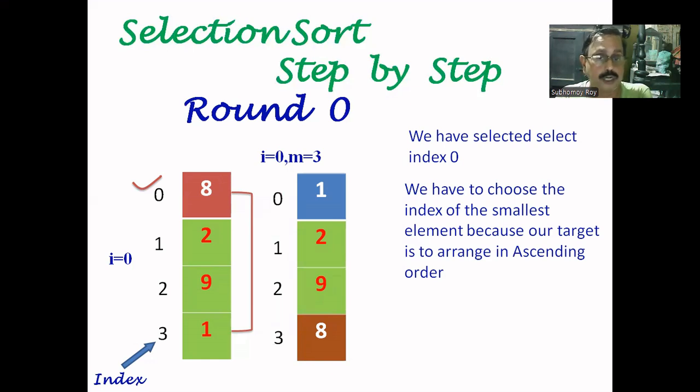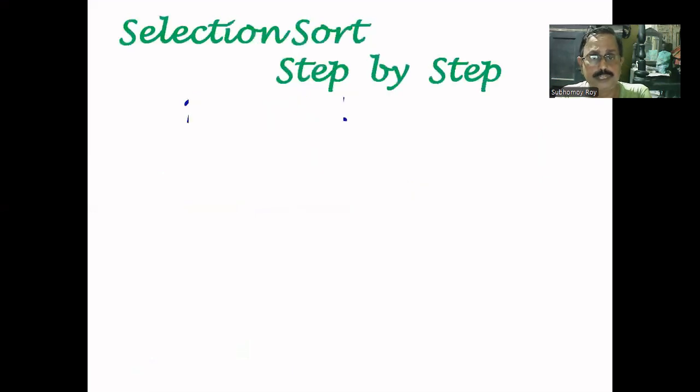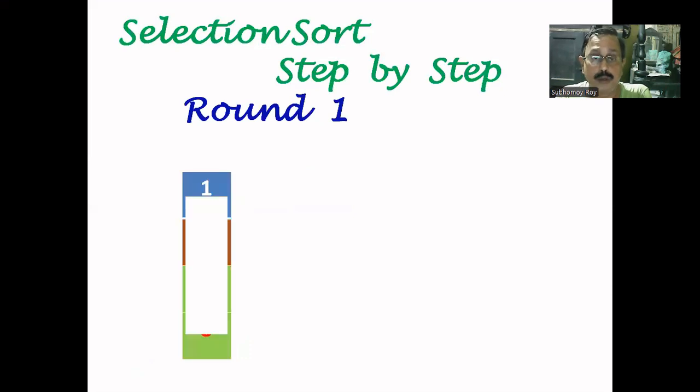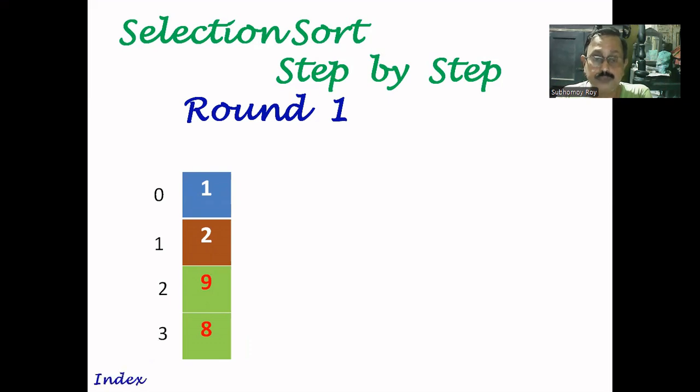The array is not fully sorted. At least we get the target value in the first cell. With this result, we start our second round. We call it round 1, or the value of i is 1. These are the indices. Now the value of i is 1, so we have to select index 1. So we tick index 1.